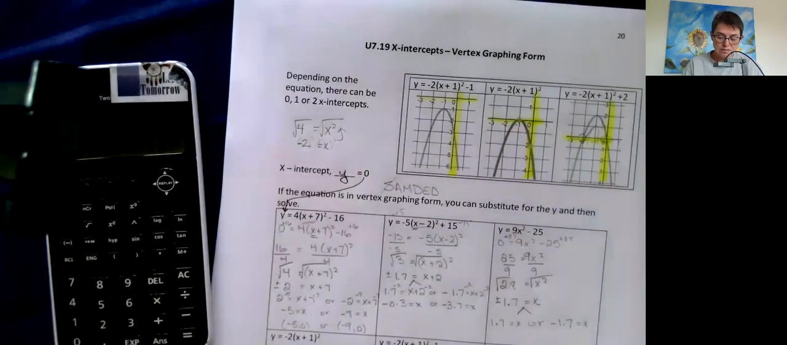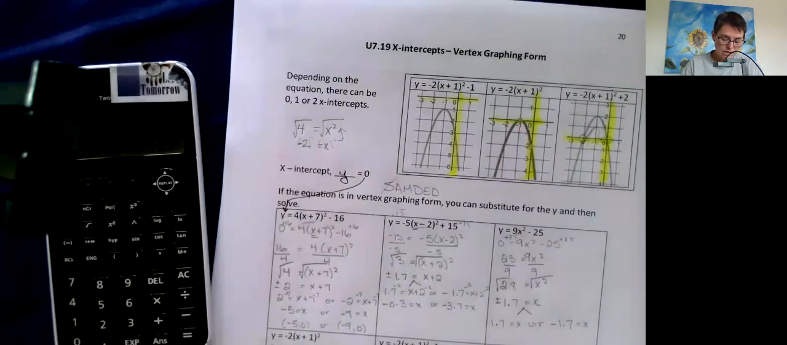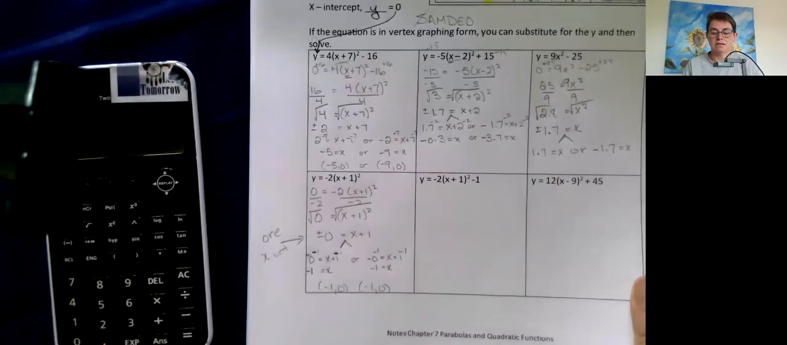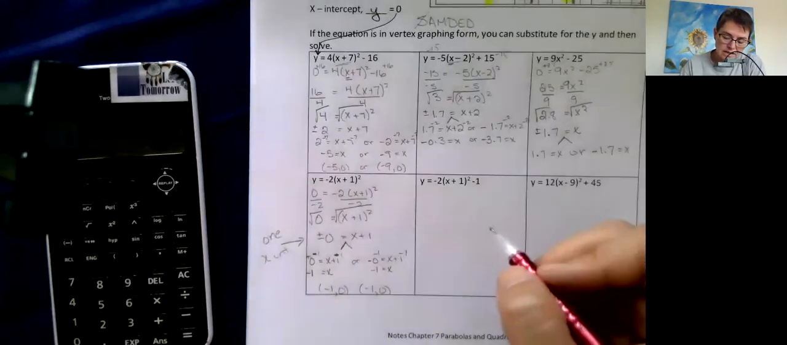So this is what happens when you have only one x-intercept. You get the square root of 0. Okay, so you might want to add that onto your sheet. All right, now let's take a look at the next one there.